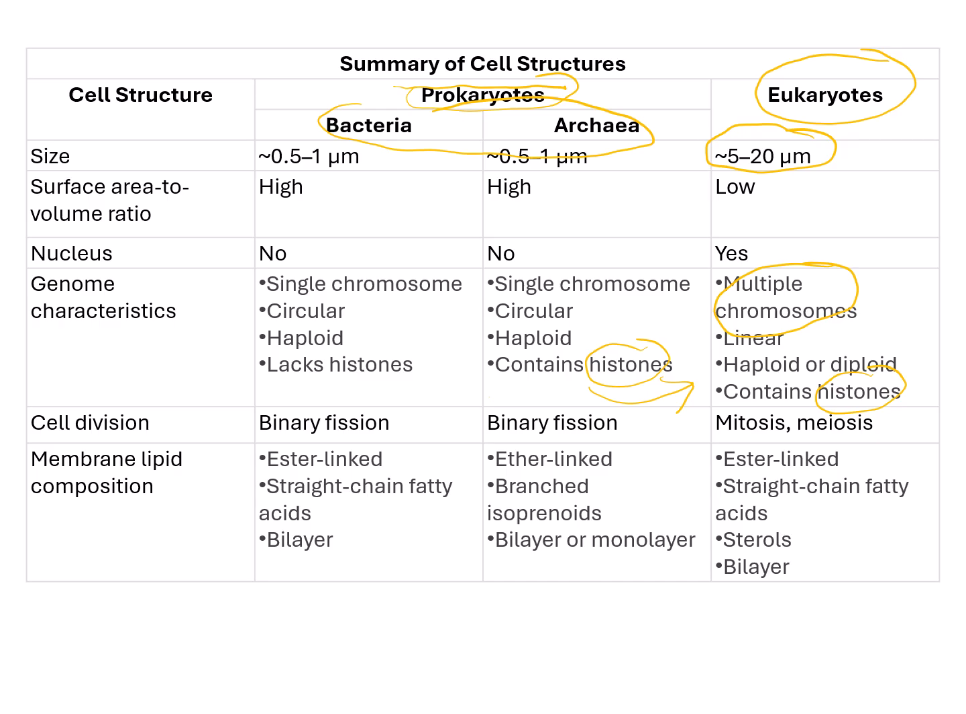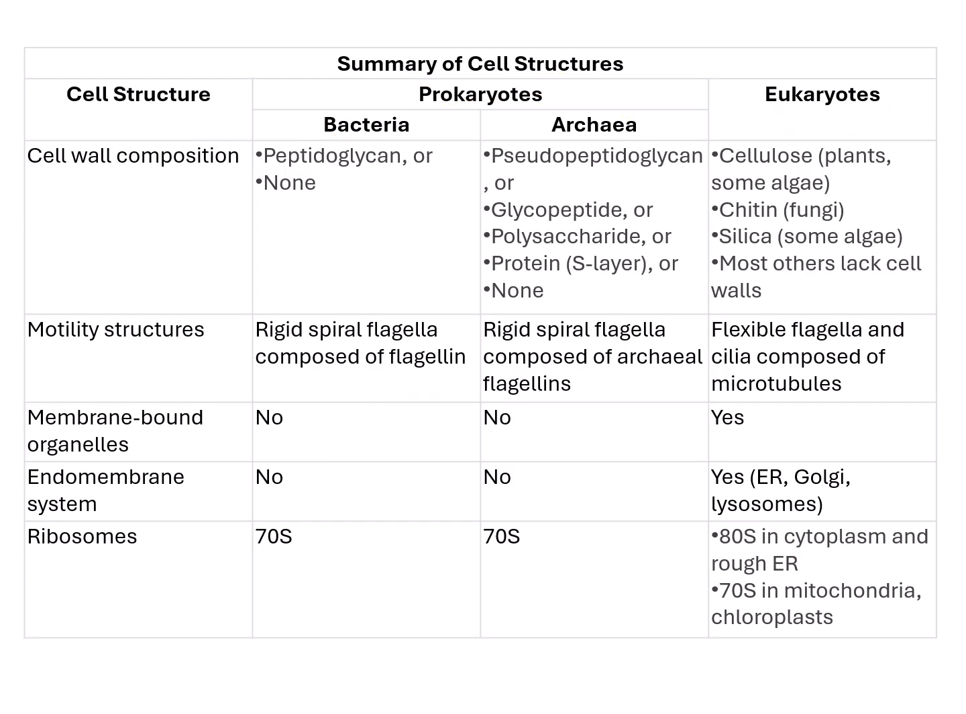Look at division. They divide through binary fission for prokaryotes, whereas in eukaryotes we have mitosis and meiosis. We have sterols in the cell membrane. The table continues on this slide. Bacteria, remember, have peptidoglycan in their cell walls. There are a few that don't have cell walls.